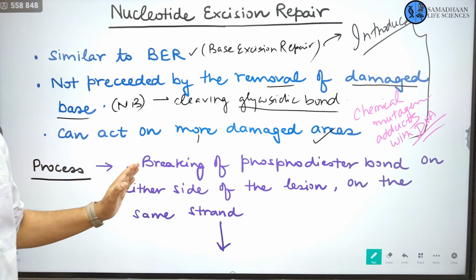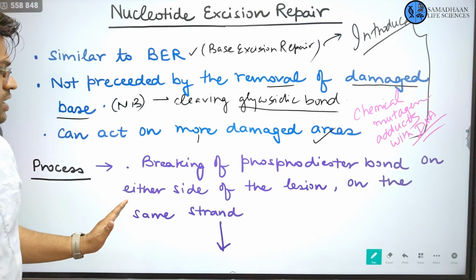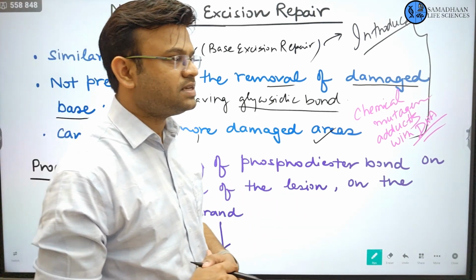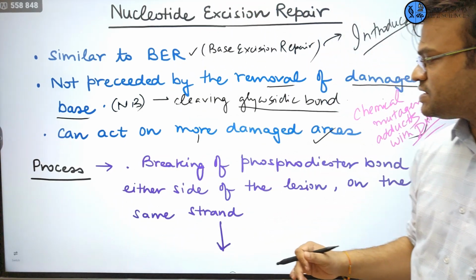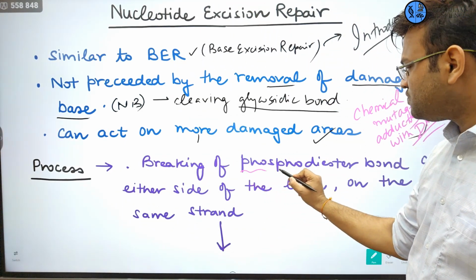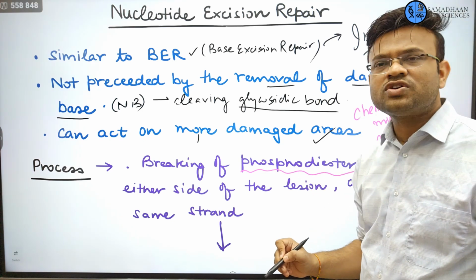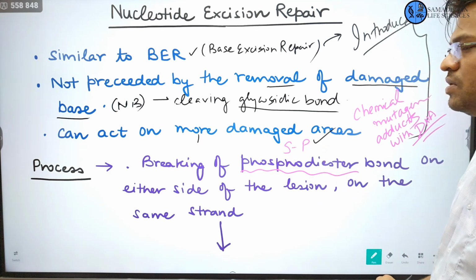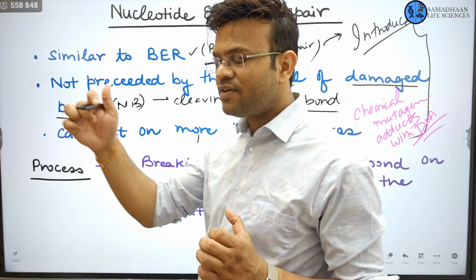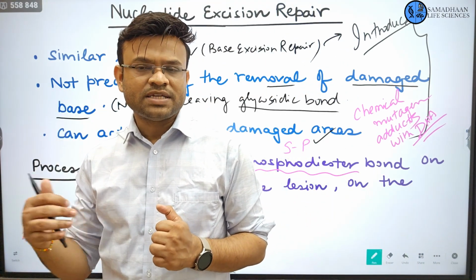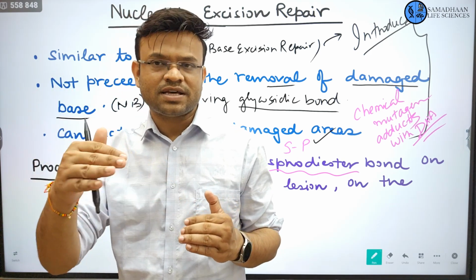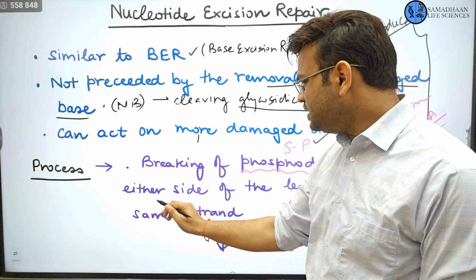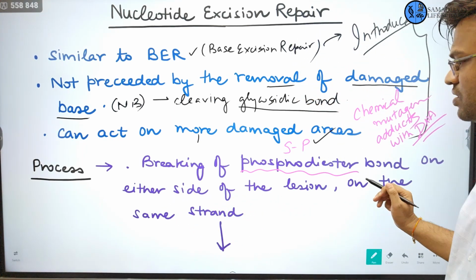So the first thing is breaking of the phosphodiester bond on either side of the lesion on the same strand. Let us understand this. What is the phosphodiester bond? We already know phosphodiester bonds are the bonds between the sugar and the phosphate. The sugar and the phosphate have a bond between them, and that is called the phosphodiester bond.